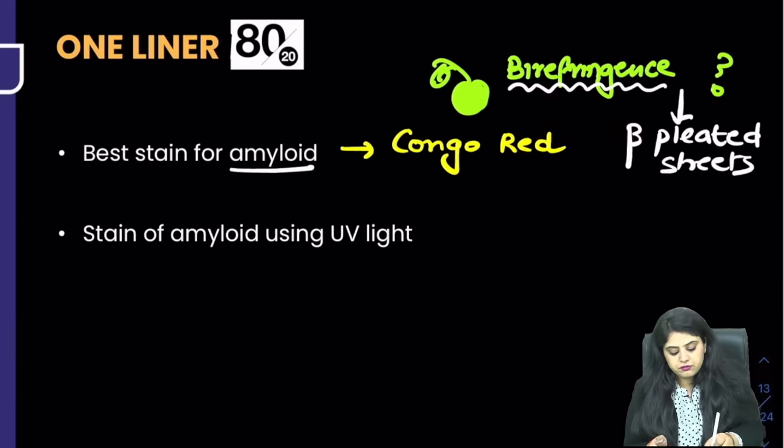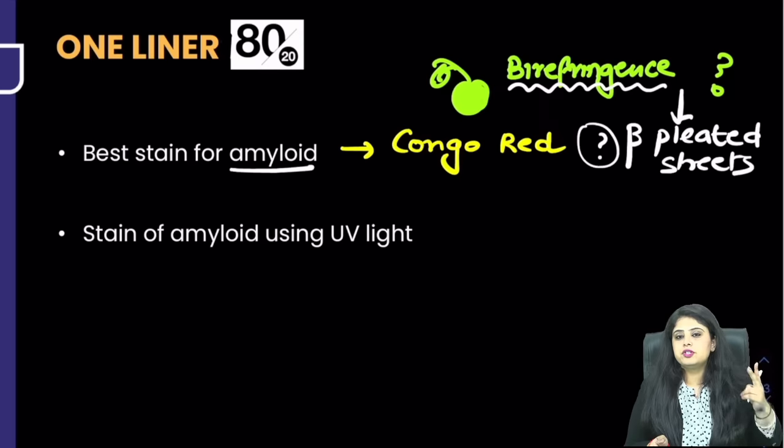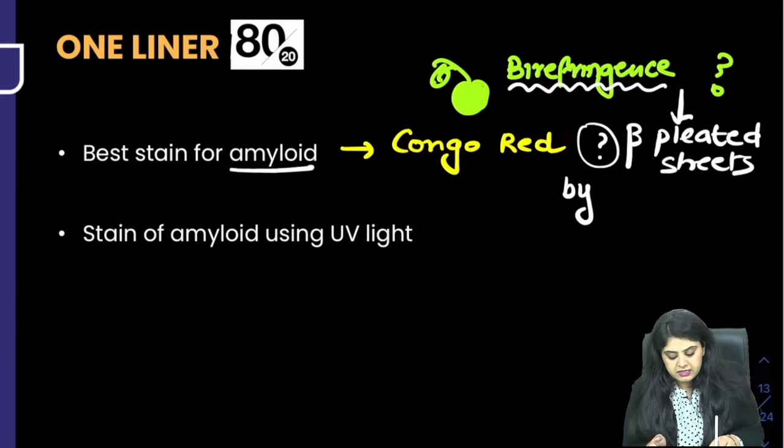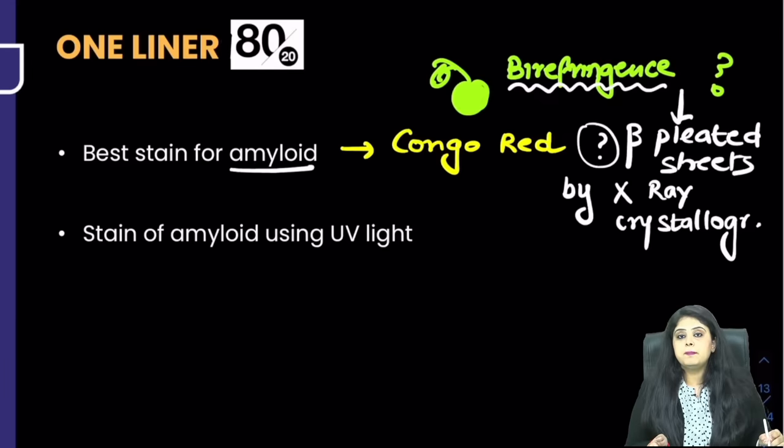How do you test for beta pleated sheets? By what methodology? I'll give you two options. Did you get to know via electron microscopy or via X-ray crystallography? So beta pleated sheets are known by X-ray crystallography. That's the question that you got in the paper.